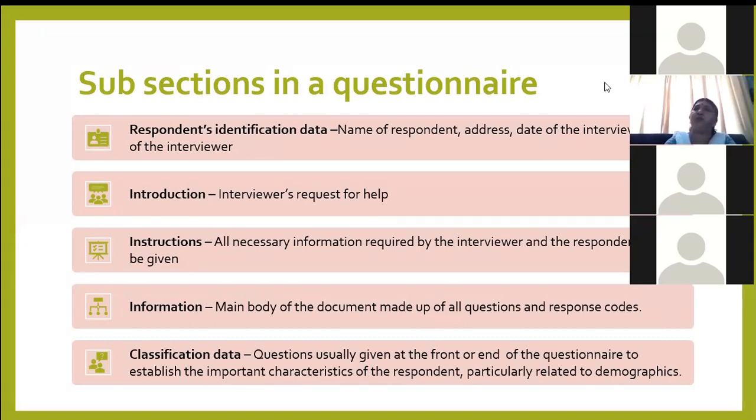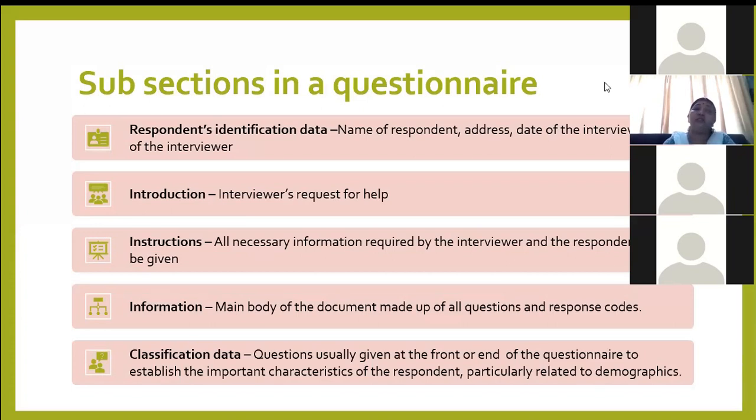If the respondent agrees, then you can write down the name of the respondent, address, then date of interview and time of interview, name of the interviewer. They are very important in the case of research projects or some funded research work. In the case of PhD research work, date of interview or name of the interviewer may be very important. So, depending upon the type of inquiry, there may be some variations. However, the first subsection may be respondents' identification data.